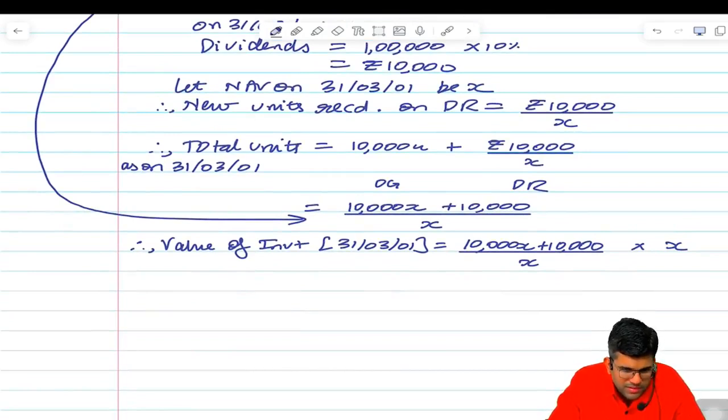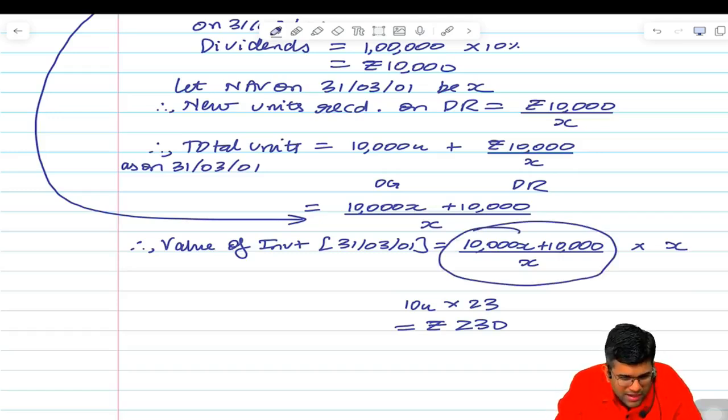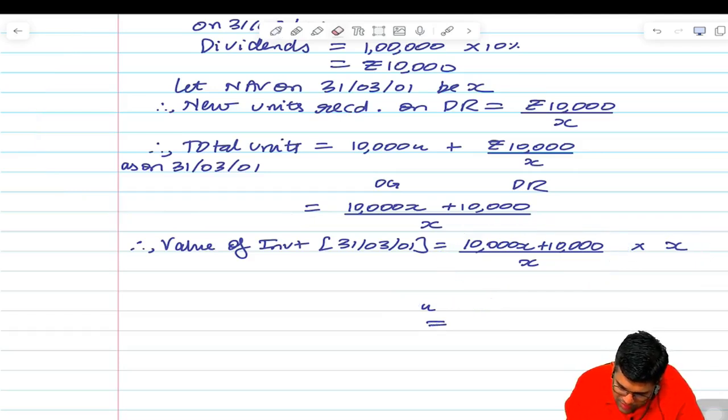See, if I knew that I have 10 units with me, and each unit has an NAV of, let's say, 23, I will say my total value is rupees 230. Similarly, here is the total number of units I have, and each unit has a value of NAV X. Everyone clear? So if I calculate this and solve it, X and X will get cancelled. Do you realize 10,000 X plus 10,000?